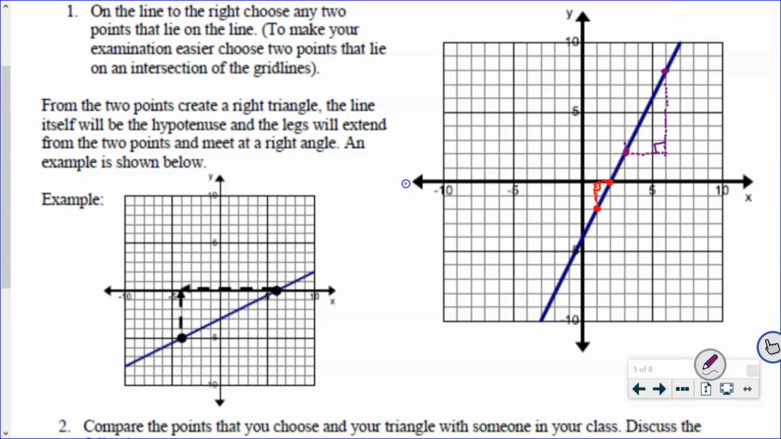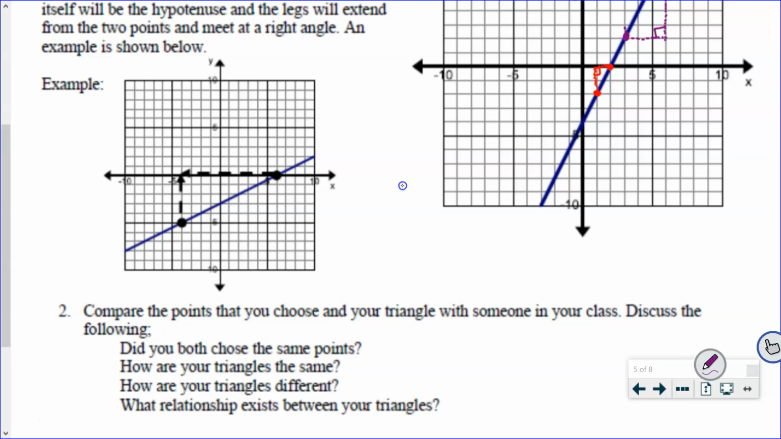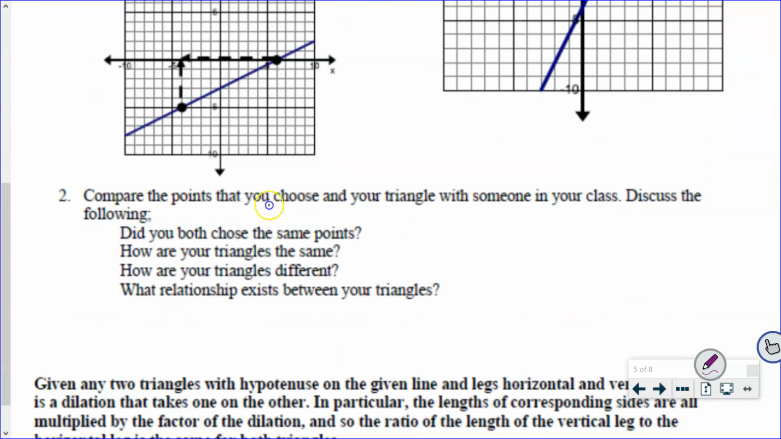What I want you to do now is compare the points that you chose and your triangle with someone else in class. Discuss the following. Did you both choose the same points? How are your triangles the same? How are your triangles different? What relationship exists between the triangles? Discuss with your groups. Online learners, pause the video until you've had a chance to think about your response to those questions. All right, what are your thoughts?